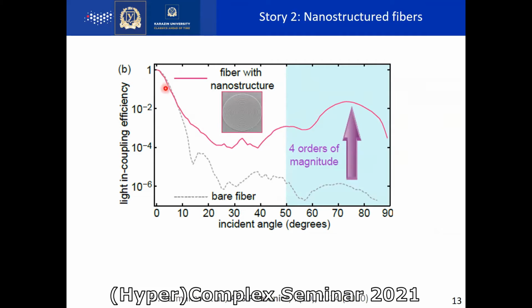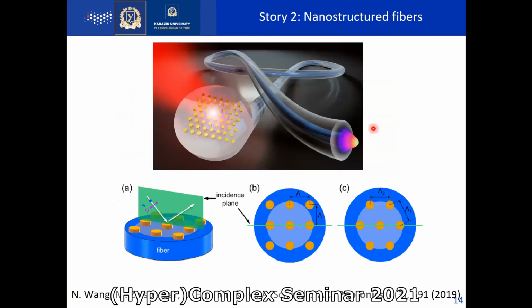And so our main result is shown in this figure. We structured the fiber and achieved an enhancement of light coupling efficiency by several orders of magnitude. Here are the experimental results. But let's go step by step now.